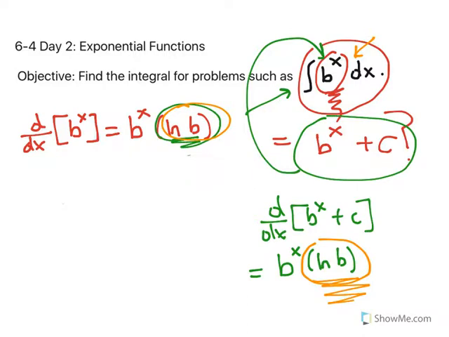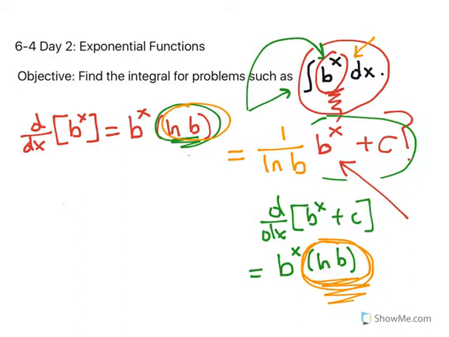And here's how I'm going to adjust for that in my antiderivative. I'm going to adjust for that by having a constant factor in front of b to the x, so that when I multiply that by natural log of b, I'll get 1. So what should I have? I should have the multiplicative inverse of natural log of b, which is 1 over natural log of b. So if I put that as a constant factor multiplying b to the x, let's see what happens.